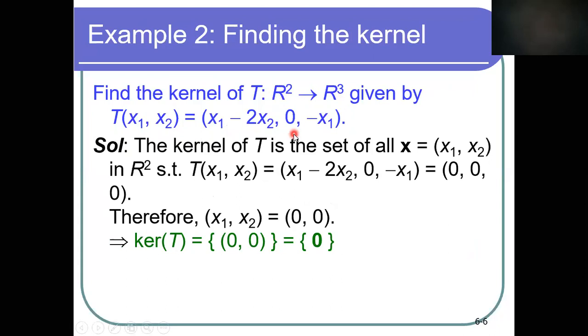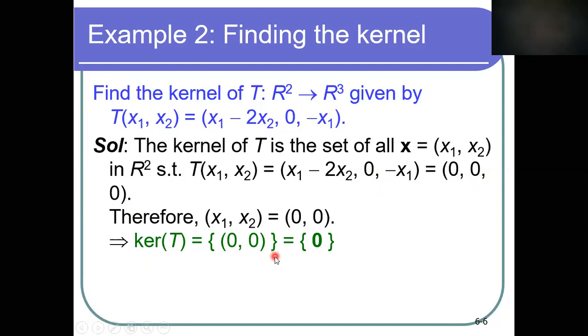matrix. If you look over here, the domain consists of 2 elements, but the range consists of 3-tuples. So the kernel of transformation, if you put this equal to 0 and solve this, comparing x component with x component, y with y, and z with z, ultimately you will get x1 = x2 = 0. In that case, the kernel of transformation is (0, 0).